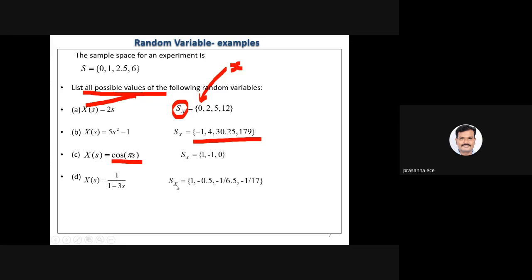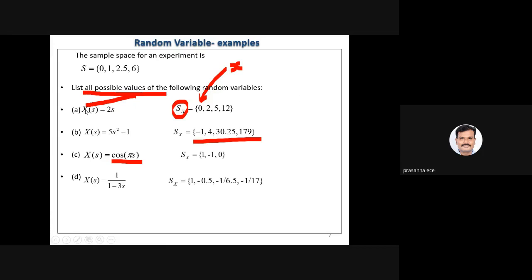So that again is a matter of just plugging in all the values. So for 0 it is 1, for the second value 1 it is -0.5. So similarly we can get other values. So whatever we have seen here is all a collection of discrete random variables.